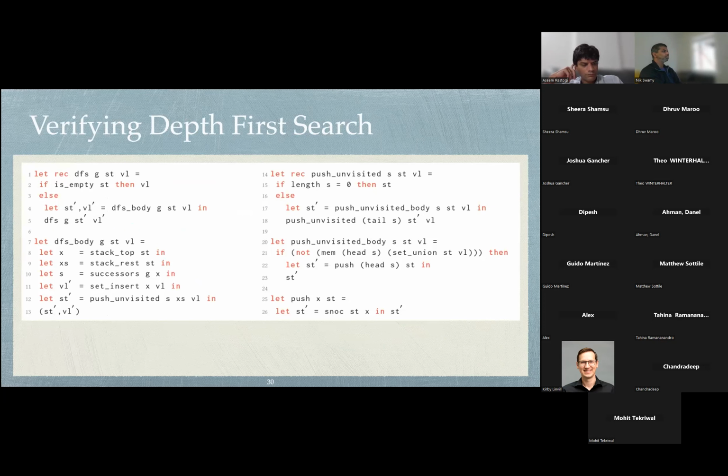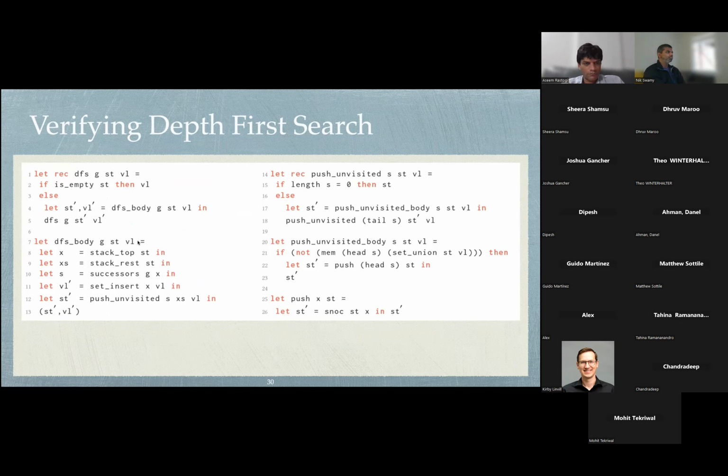This is our depth first search. Depth first search takes as input a graph, a stack, and a visited set. A visited set is needed because if the graph contains cycles, it can go into an infinite loop.